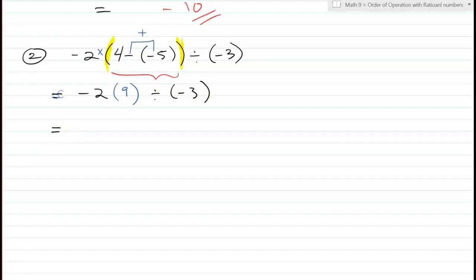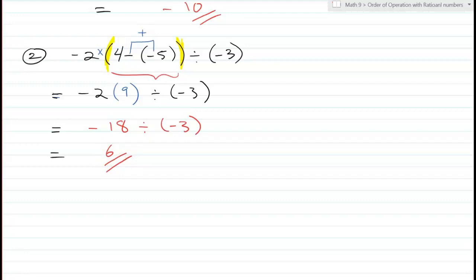Great. Okay, and now we're going to do multiplication and division, but in this case we're just going to do it from left to right. That's not going to make any difference, actually. I stand corrected. It doesn't make any difference at all, so let's do that. So the final answer: that's negative 18 divided by negative 3. Negative divided by negative is positive. That's the positive sign, and 18 divided by 3 is 6. Positive 6. Okay, that's the final answer.